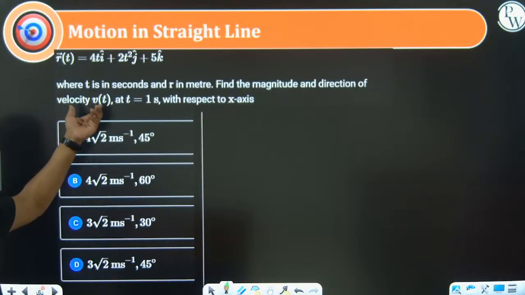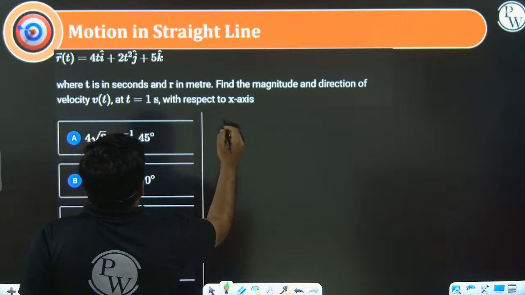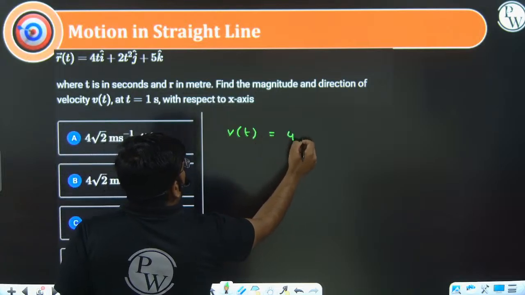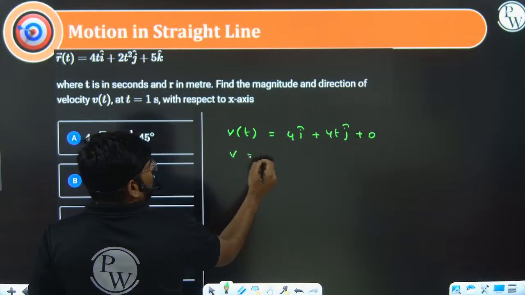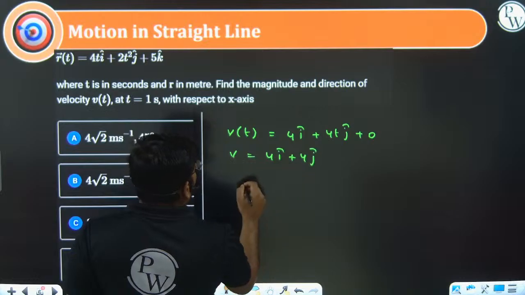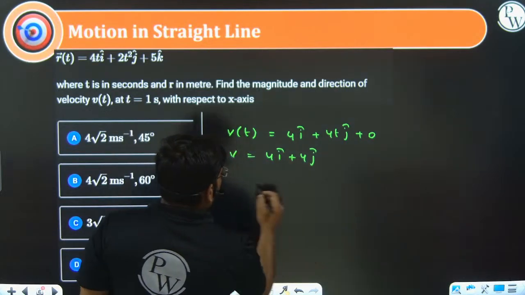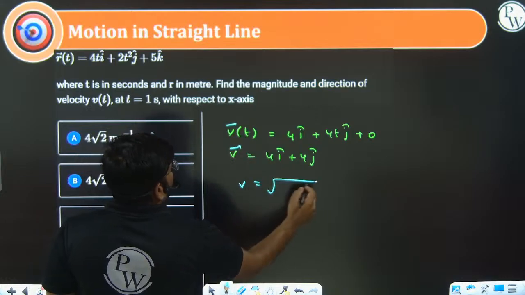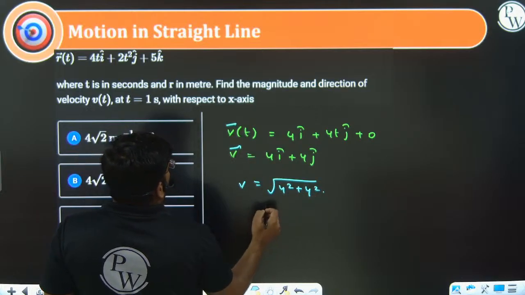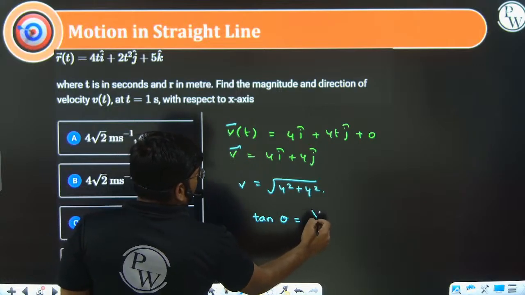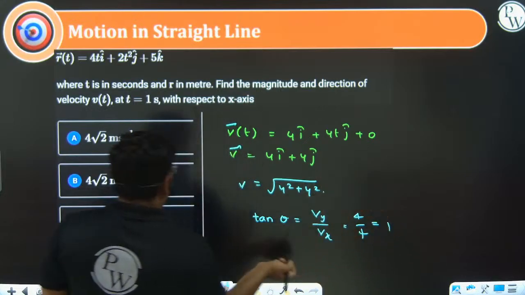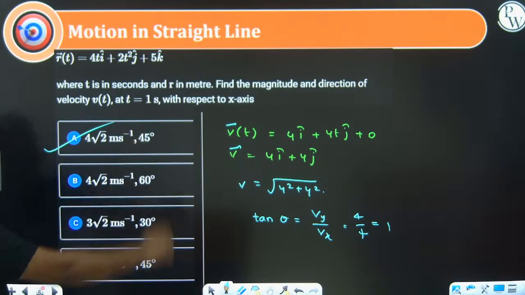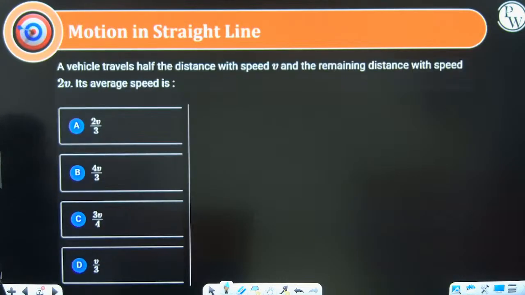Now we have a position vector, and they're asking to find the magnitude and direction of velocity. To find it, differentiate directly, and it comes out as 4i cap plus 4t j cap plus 0. At t = 1 second, it is 4i cap plus 4j cap. For the magnitude of a vector, it is the square root of x component squared plus y component squared. For direction, the angle with the x-axis is y component by x component, that is 4 by 4, which is 1. So 45 degrees, and the magnitude is 4 root 2. That is option A. That is it.